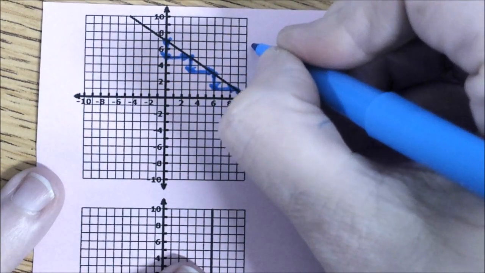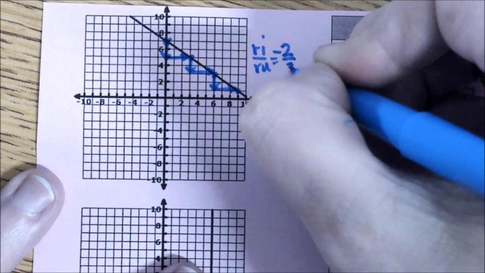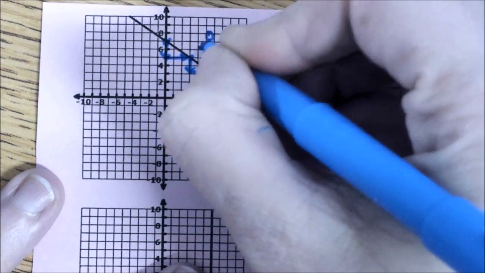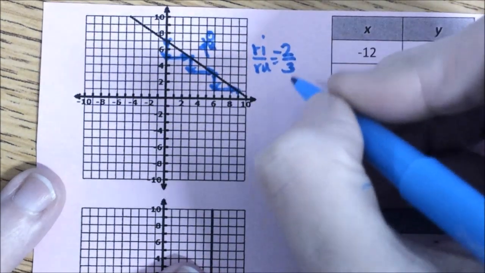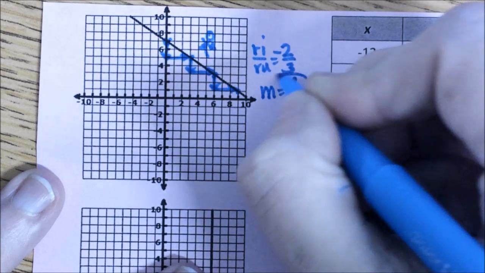Okay? So if I put rise over run, I get negative 2/3. Remember, I know this is negative because my little dude's going downhill. Okay? So that means my slope is negative 2/3.